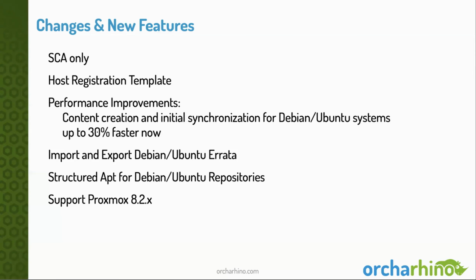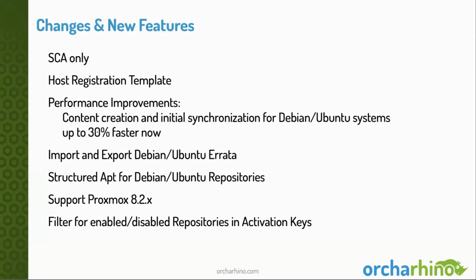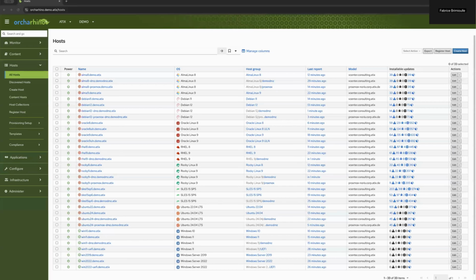Further, with respect to compute resources, orcharhino now supports all versions of Proxmox 8.2. Another enhancement we added to the orcharhino UI to improve the user experience is the possibility to filter for enabled and disabled repositories in activation keys. But let's see for ourselves how the filters in activation keys look now.